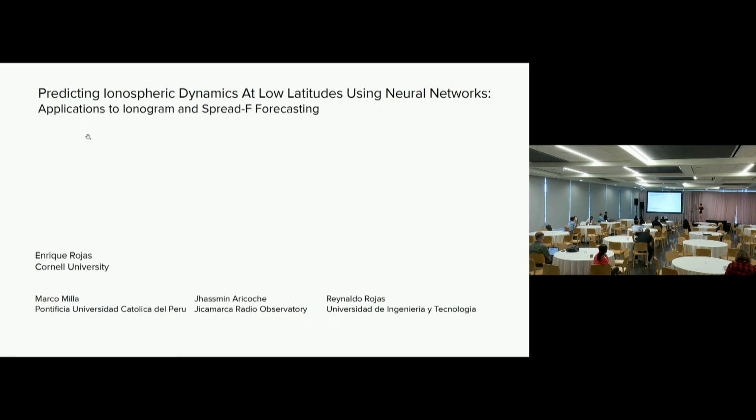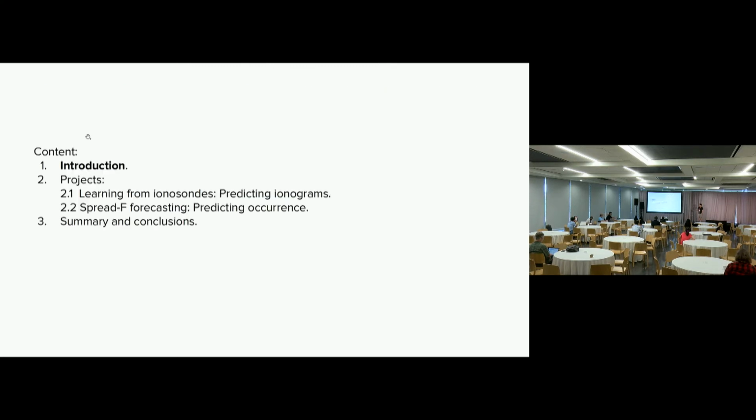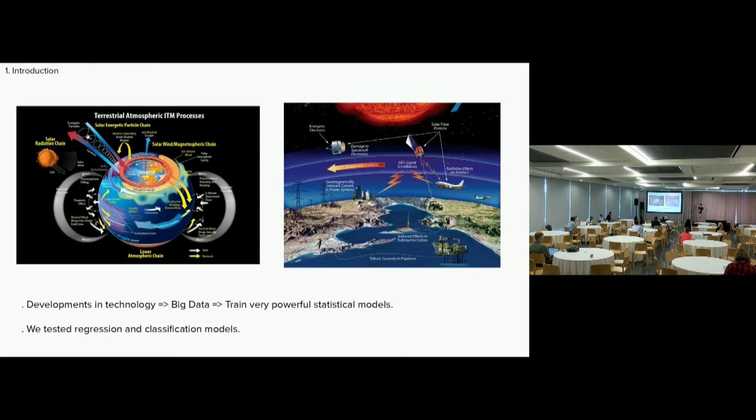Hello, I'm Kike. I'm a postdoc at Cornell, and I'm going to talk about a couple of projects that we're working on with some Peruvian students and with Marco Milla as well. This is going to be an overview of these projects. We are doing machine learning modeling of electron densities and spread F occurrence. First, an introduction, then an overview of the two projects, and finally a summary and conclusions.